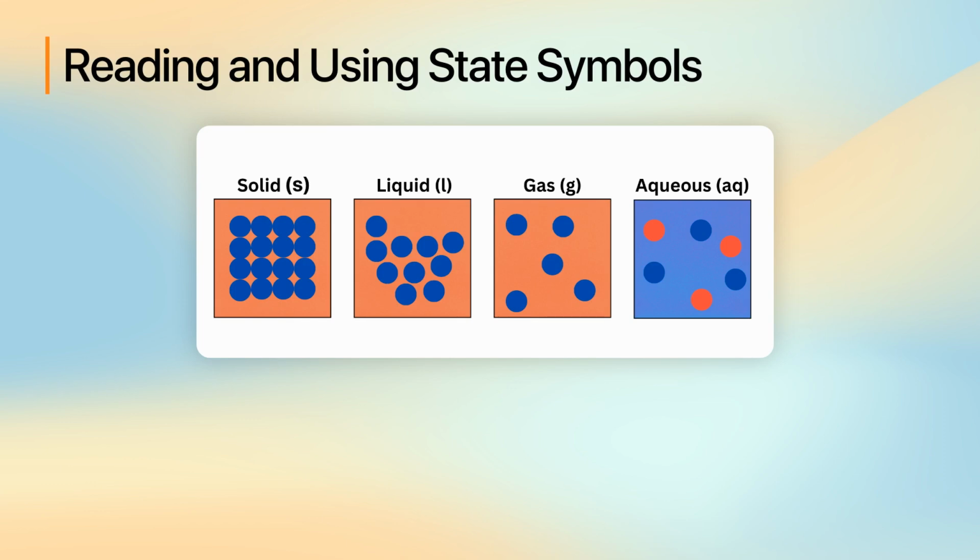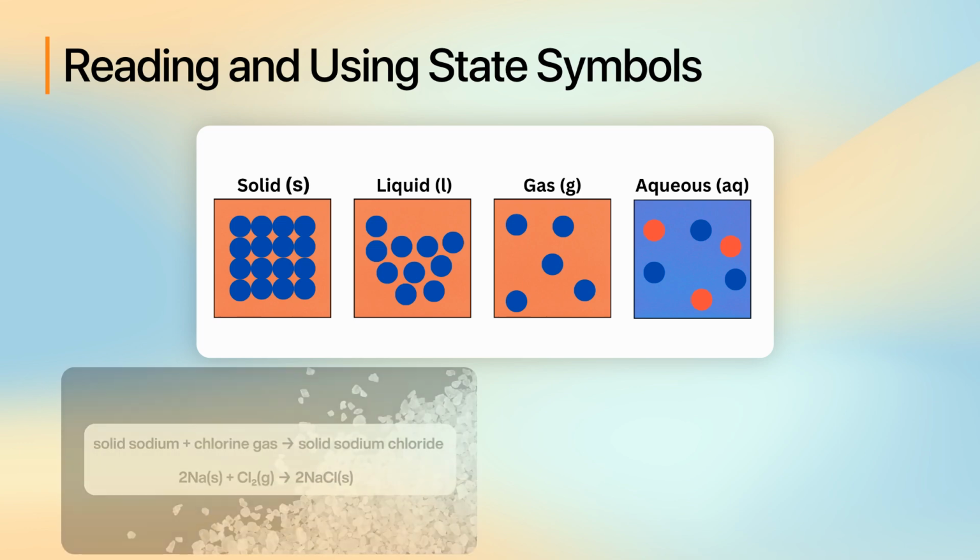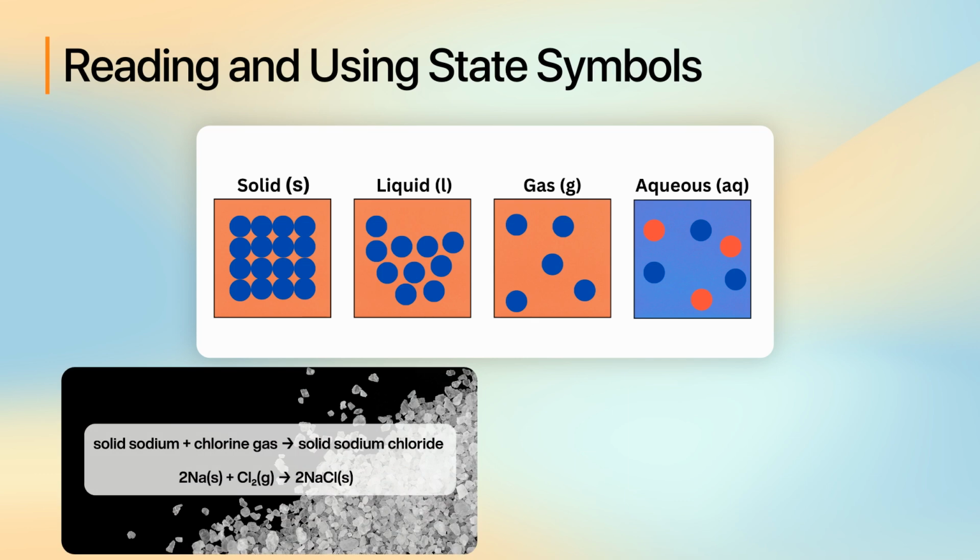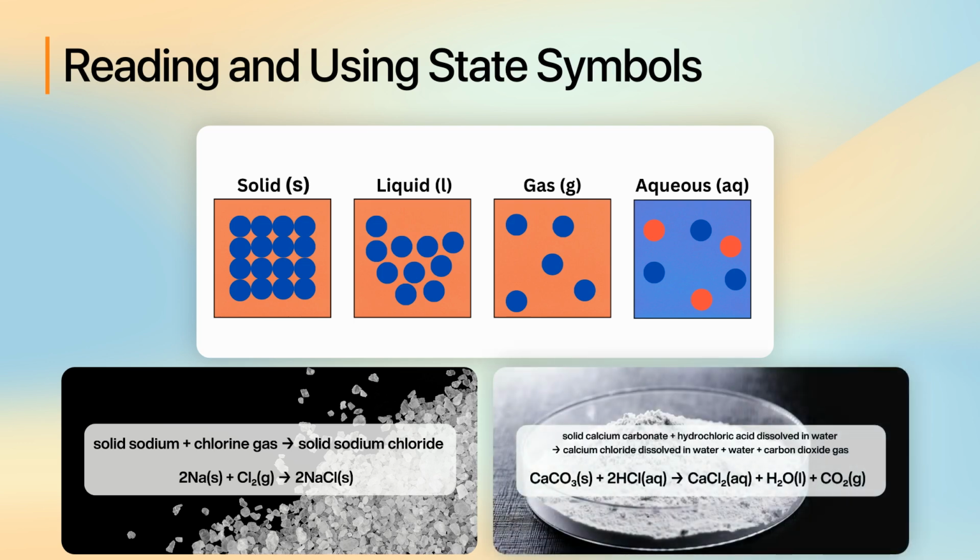To illustrate the practical application of these symbols, we explored two examples of chemical equations. The first example showed the reaction between solid sodium and chlorine gas to form solid sodium chloride. The second example demonstrated the reaction between solid calcium carbonate and aqueous hydrochloric acid, producing aqueous calcium chloride, liquid water, and carbon dioxide gas. Finally, we had a deeper look into various practice GCSE questions.